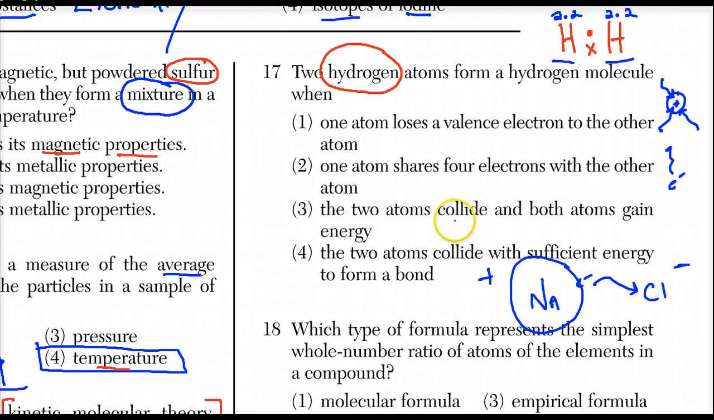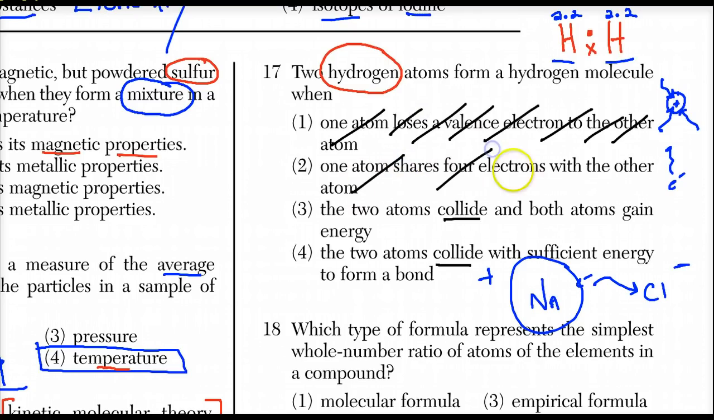So the two atoms collide, which is important because collisions are the only way bonds are made. The two atoms collide with sufficient energy to form a bond. As I'm answering the question, I should read the choices first. In any case, two hydrogens form a hydrogen bond. One atom loses a valence electron to another. This would imply ionic, and because these are both nonmetals, that's not going to happen. One atom shares 4 electrons with the other atom. That's not going to happen because each hydrogen only has 1, although there's going to be some sharing.